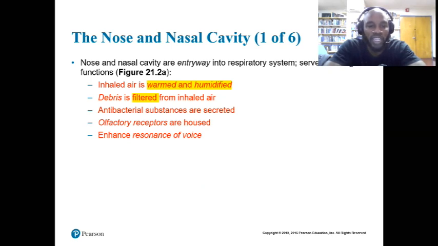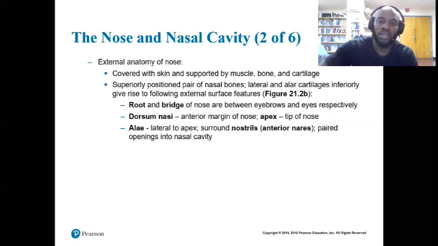Some antibacterial substances are secreted, so this is going to be part of your immune system. Olfactory receptors are housed, giving a sense of smell, and then we also have enhanced resonance of voice. This is all done by your nose and nasal cavity.